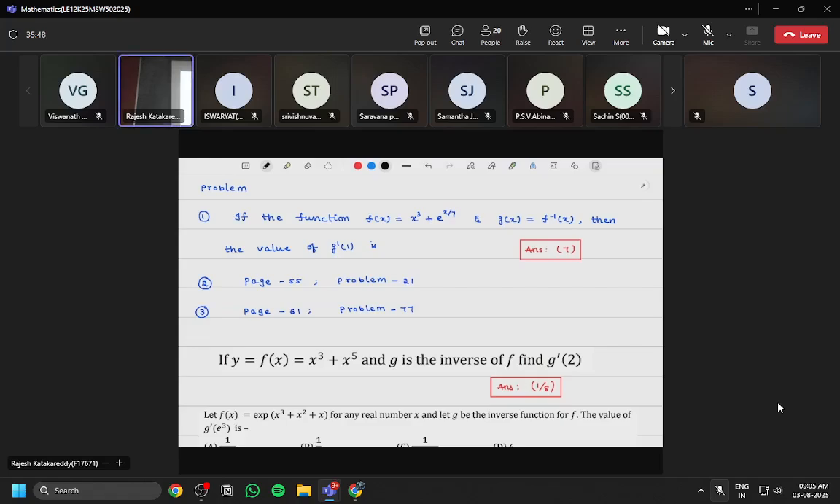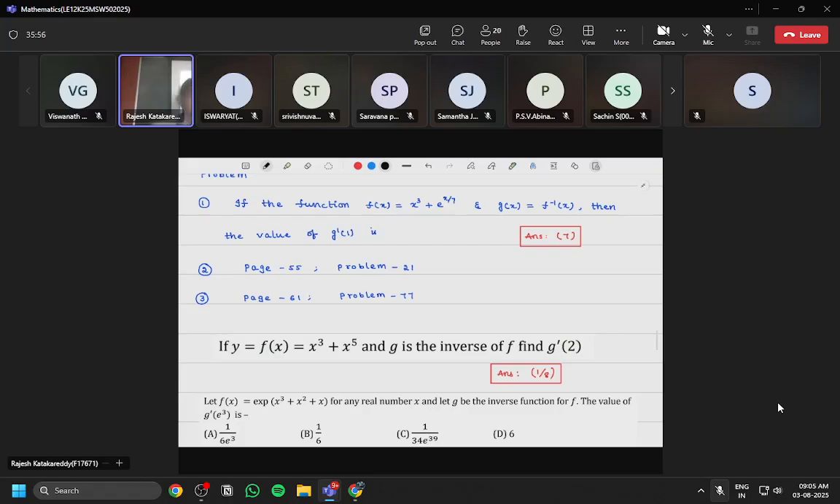The answer is 7. No, 3. See, in this problem, the trickiest part is figuring out what value we need to take for x so that I'll get g dash of 1. Clear? We thought of finding the inverse as well, but it is not as easy as we think here, right? So try finding the inverse of this function. Slightly trickier, not that easy to find the inverse.